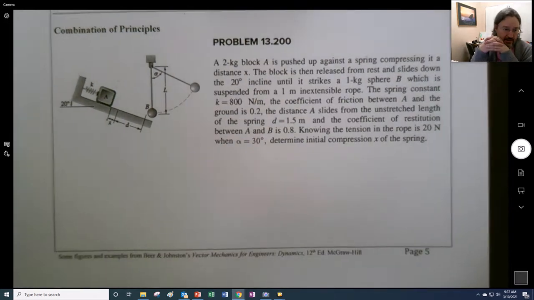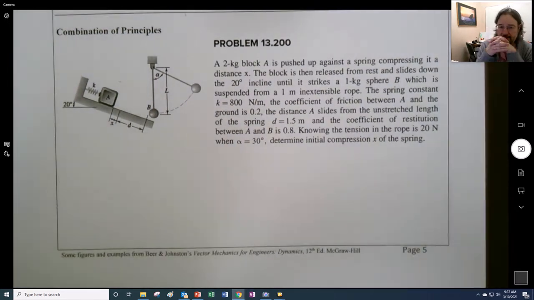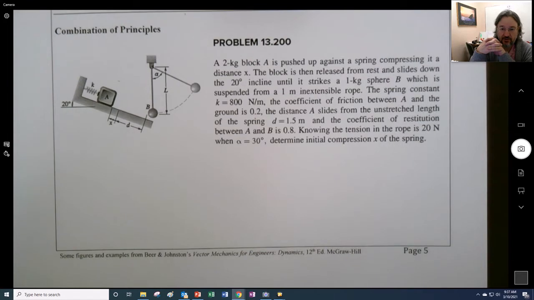I put in this example, but it's not really an example because I didn't want to solve it all the way through. But I did want to introduce the thought process and how we could have combinations of principles in a very complicated problem that we might have to think our way through. This is the engineering thought process that we're learning right here.